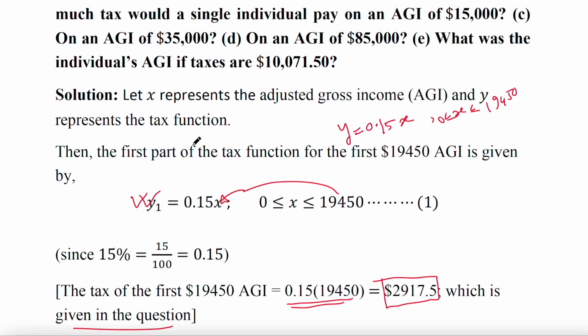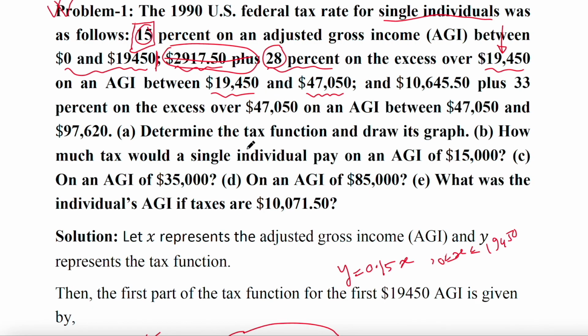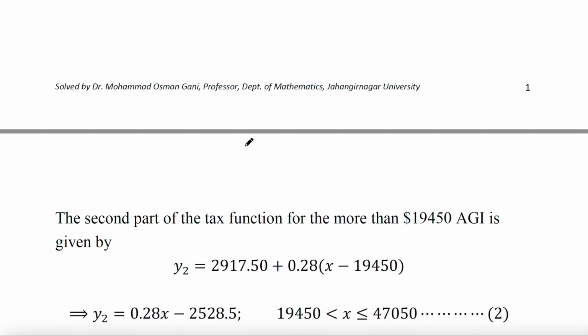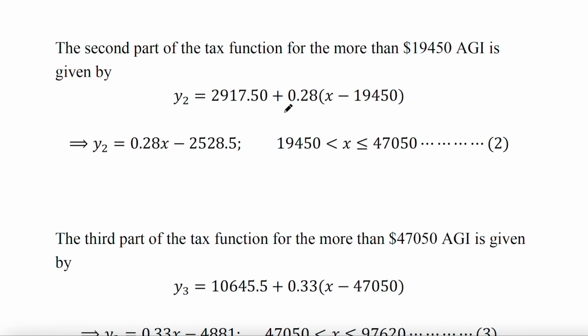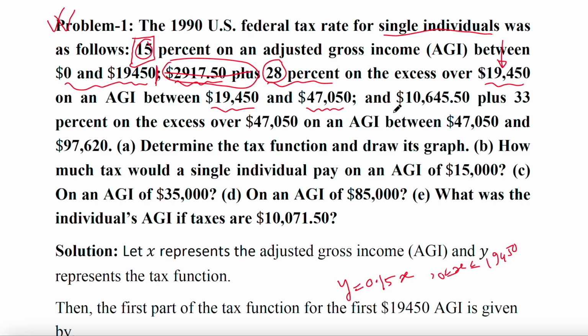So the second equation will be 2917.5 plus 28% of the income, 28% for the remaining part. Remaining part means x minus 19,450.